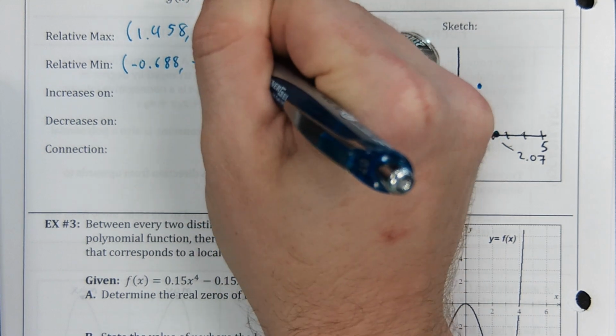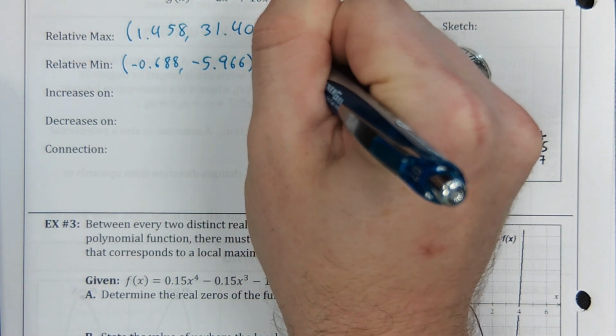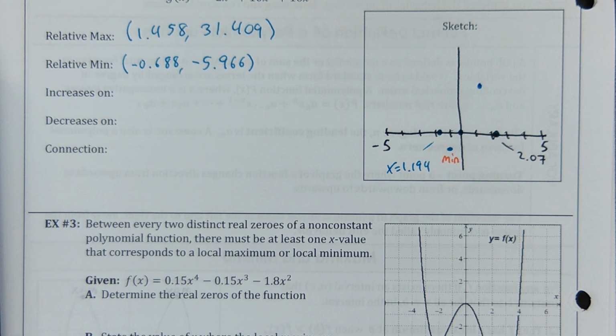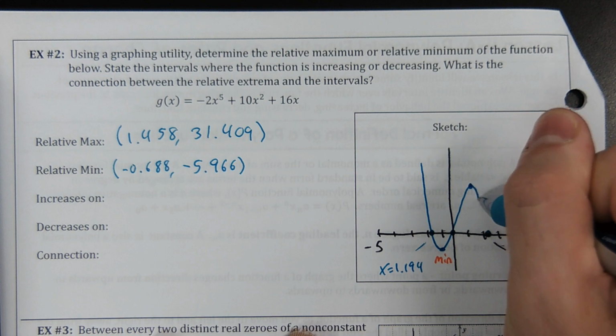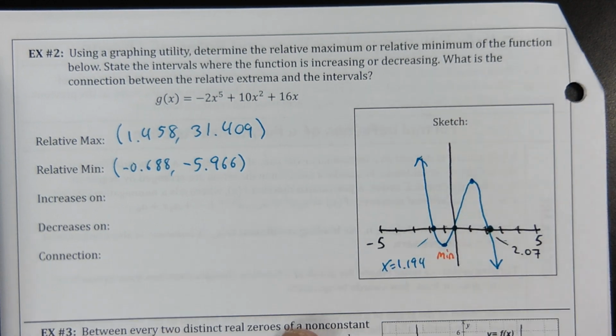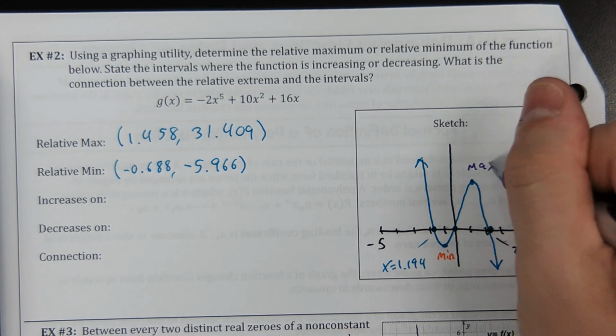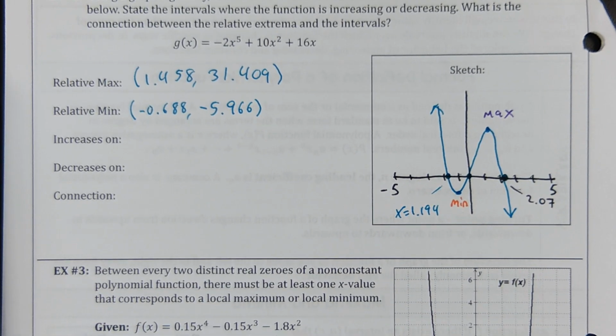1.458, comma, 31.409. And then I'm going to sketch my curve. There. So in this one example, we learned how to find maximums, minimums, and zeros in one example. Everything's through second trace. At this point, now we just do increasing and decreasing, and we'll talk about some major connections between everything.